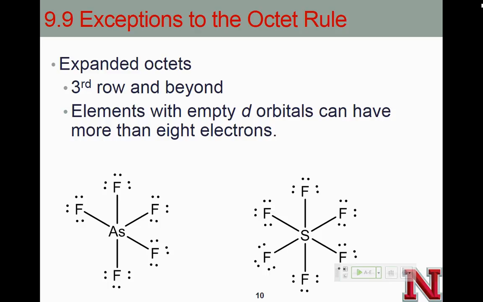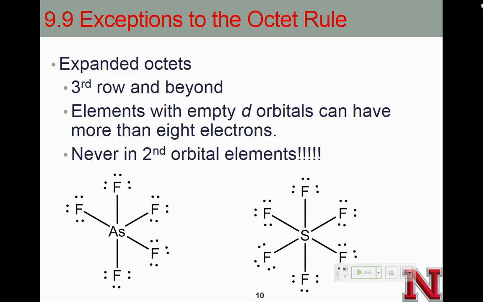The last example of exceptions are expanded octets, things like arsenic and sulfur. Anything 3 and under can have expanded octets because they're so close to the d orbitals, so they have more space for electrons to go in. So for example, we could have an SF6 compound where sulfur actually has 12 electrons surrounding it. And here this arsenic can have these 5 fluorines. So they do have an expanded octet. Never, though, any of our atoms in our second row, because they don't have d orbitals close enough to them to be able to do this.